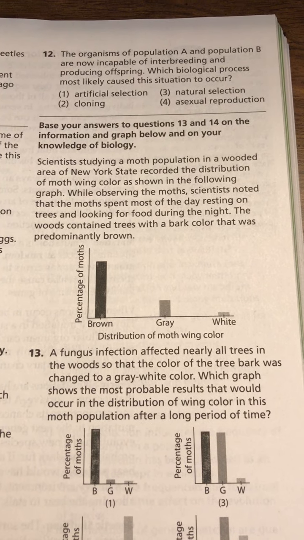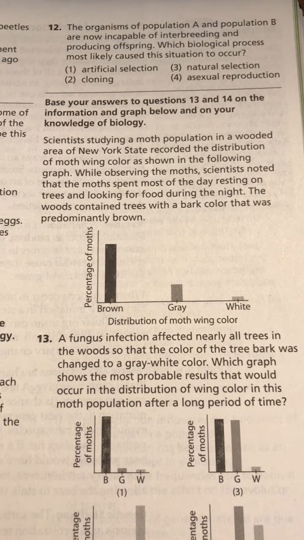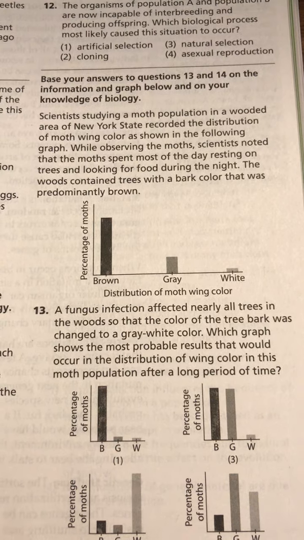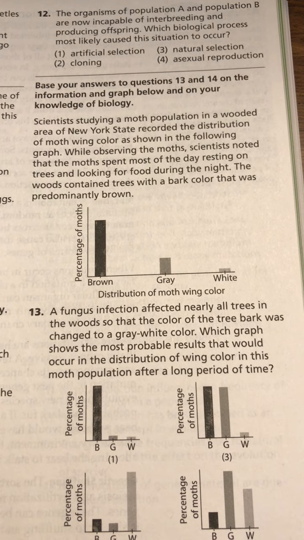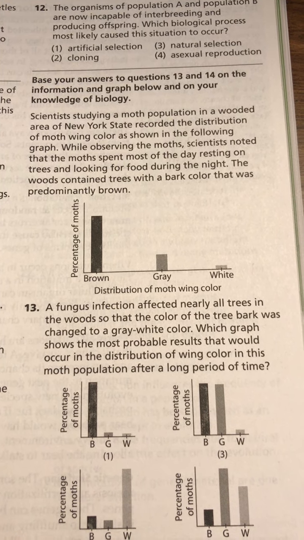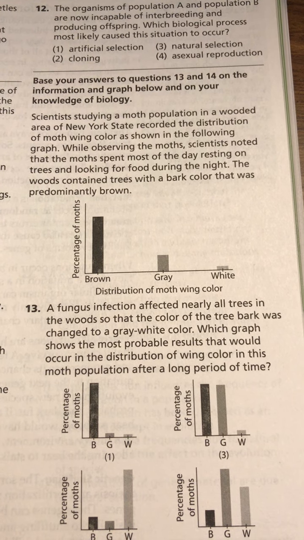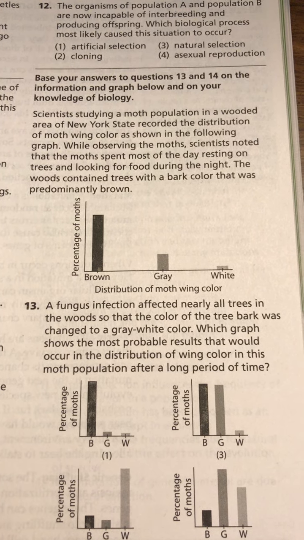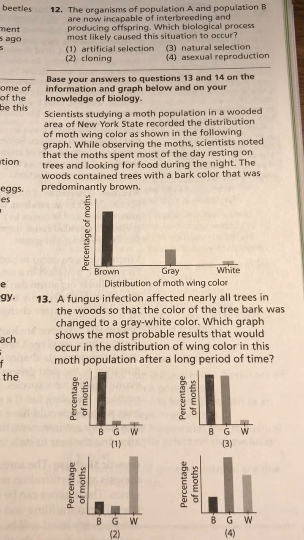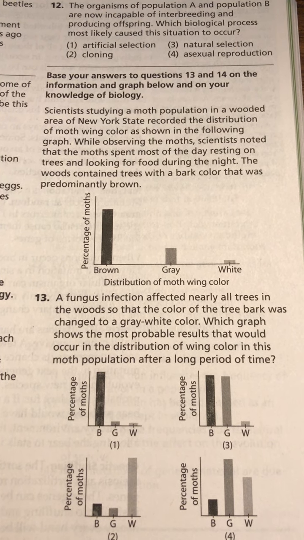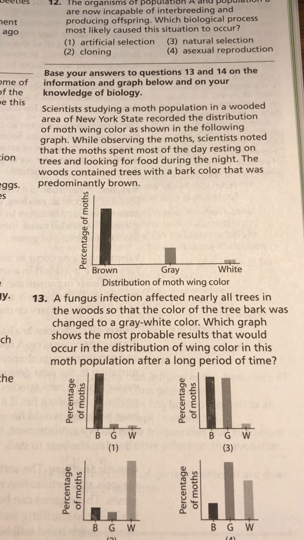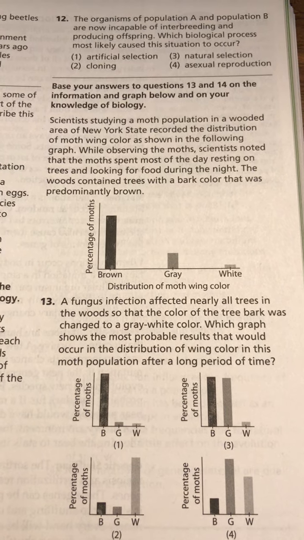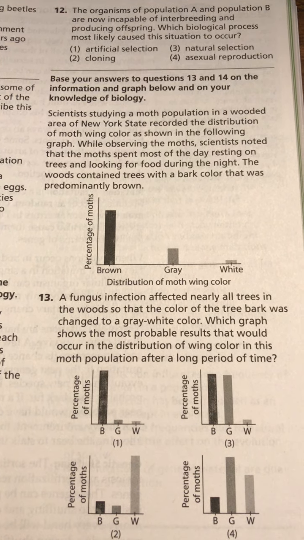Base your answers to questions 13 and 14 on the information and graph below and on your knowledge of biology. Scientists studying a moth population in a wooded area of New York State recorded the distribution of moth wing color as shown in the following graph. While observing the moths, scientists noted that moths spent most of the day resting on trees and looking for food during the night. The woods contained trees with a bark color that was predominantly brown.